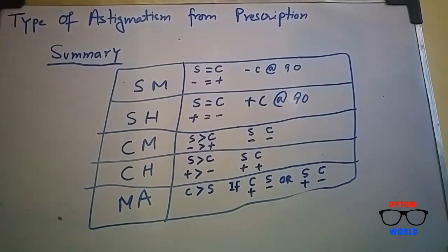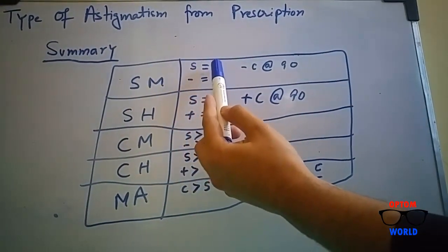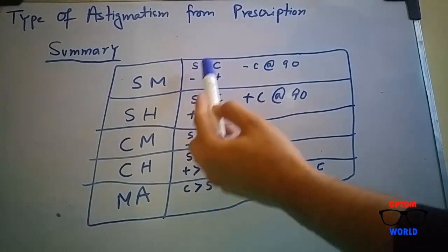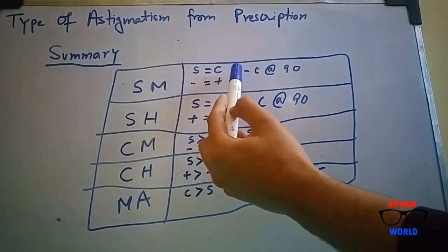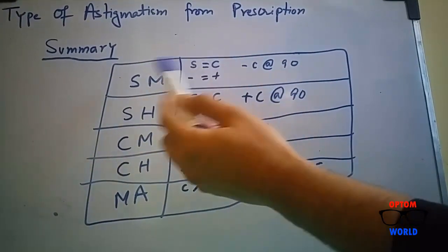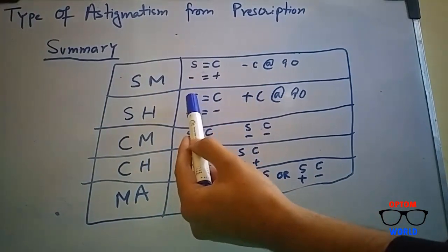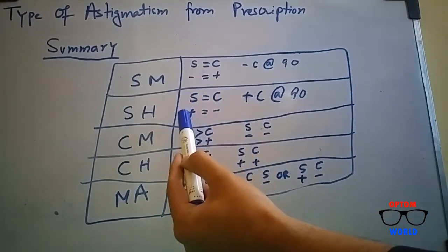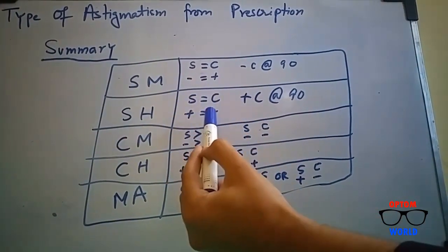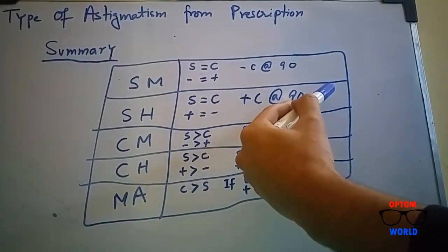So in summary, we can say that in simple myopic astigmatism, sphere will be equal to cylinder, sphere will be minus and cylinder will be positive, or simply a minus cylinder at a certain axis. This shows simple myopic astigmatism. For simple hyperopic astigmatism, again sphere should be equal to cylinder, sphere should be positive and cylinder should be negative, or simply a plus cylinder at a certain axis.